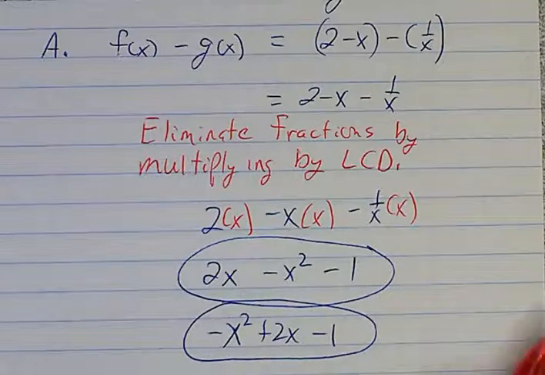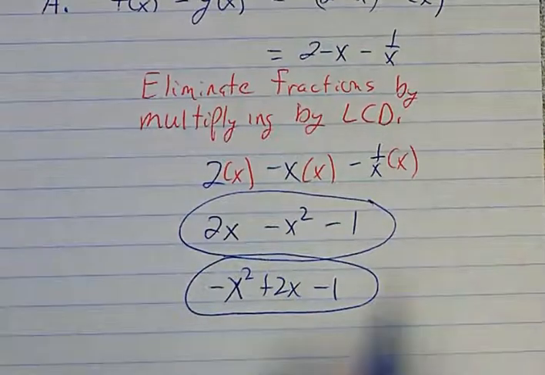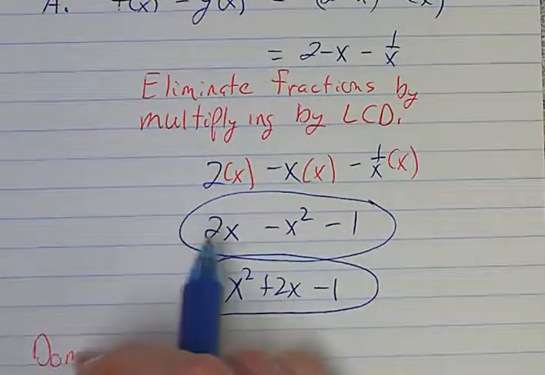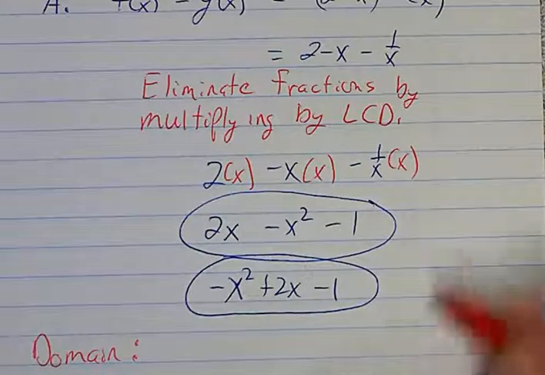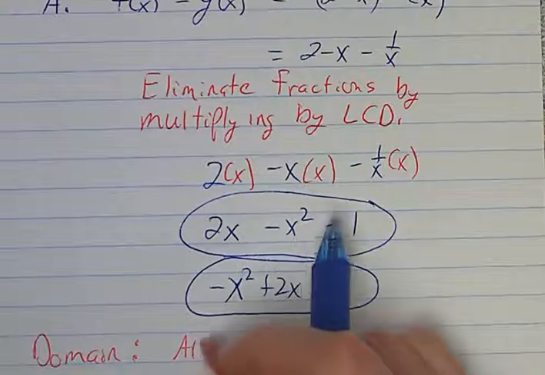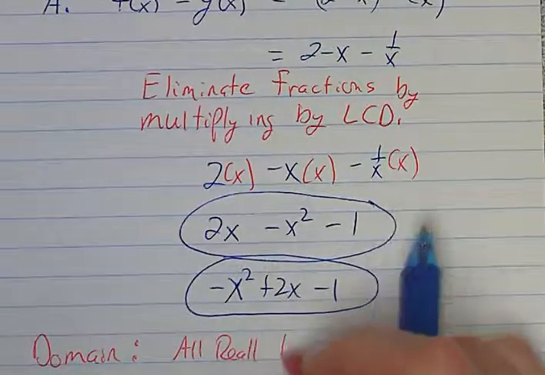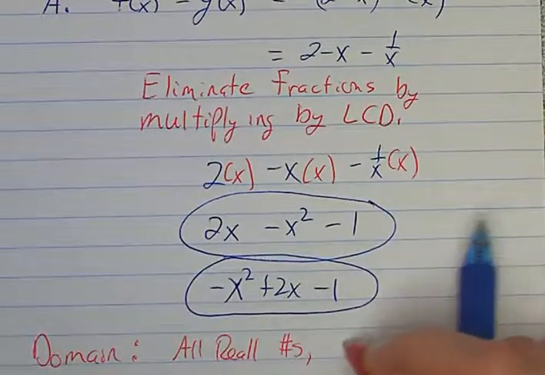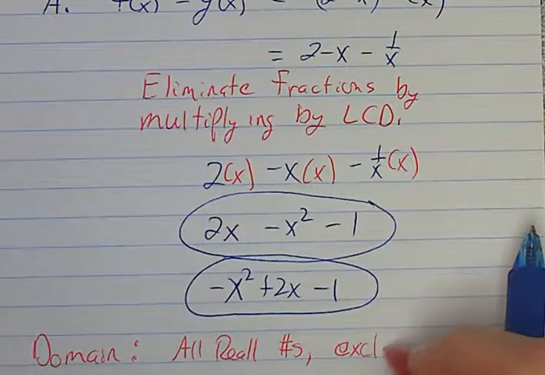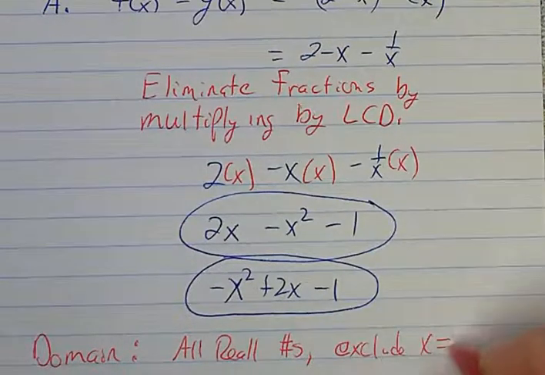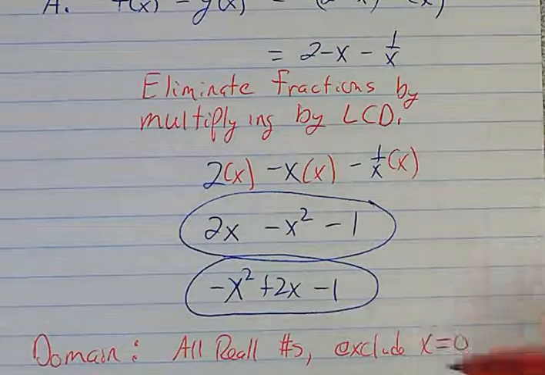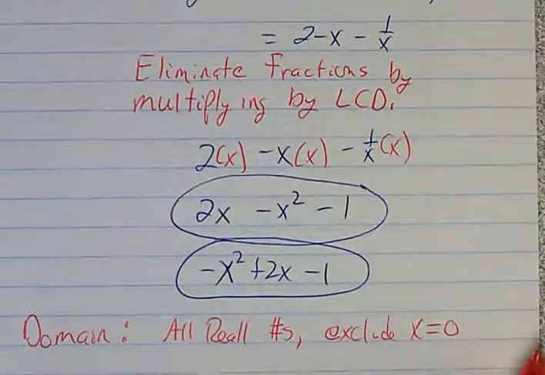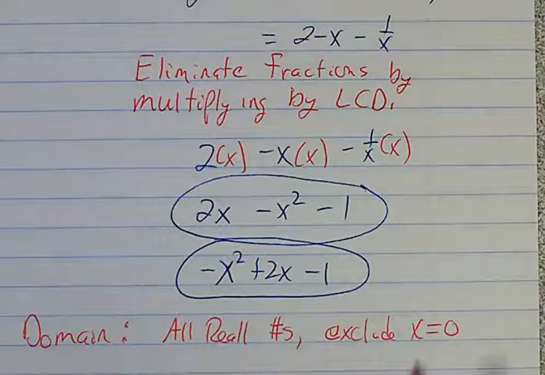Okay, and if they ask for domain, that's going to be all real numbers except for where your denominator equals 0. Well, if you set the denominator, which was x up here, equal to 0, that's the only thing you had, so it would basically be that. It's all real numbers except for x equals 0.